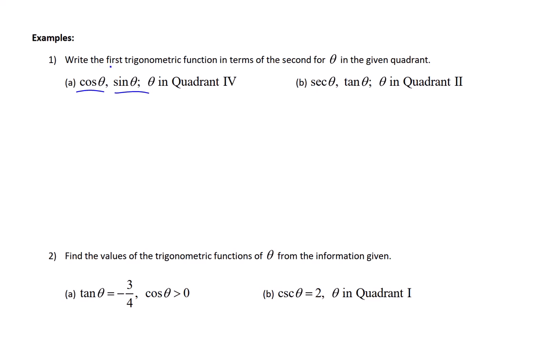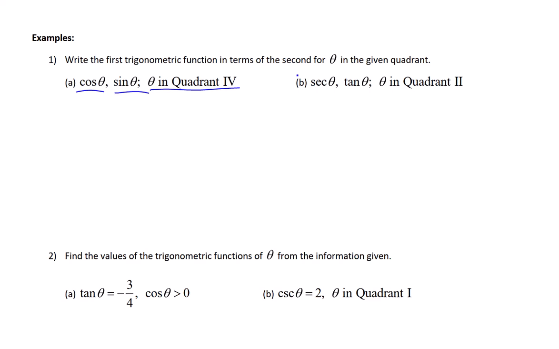It said write the first trigonometric function in terms of the second for theta. So we have to know which one's first and second. We're just going left to right here in the order they're given. So cosine is the first, sine is the second for this first example, and then it says theta in quadrant 4. All right, so let's think about why that might matter.